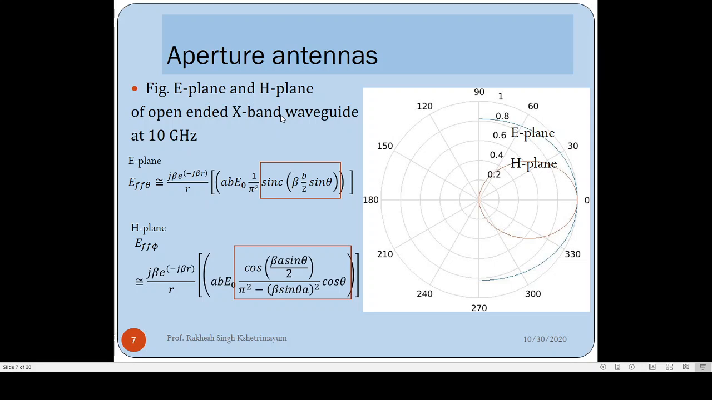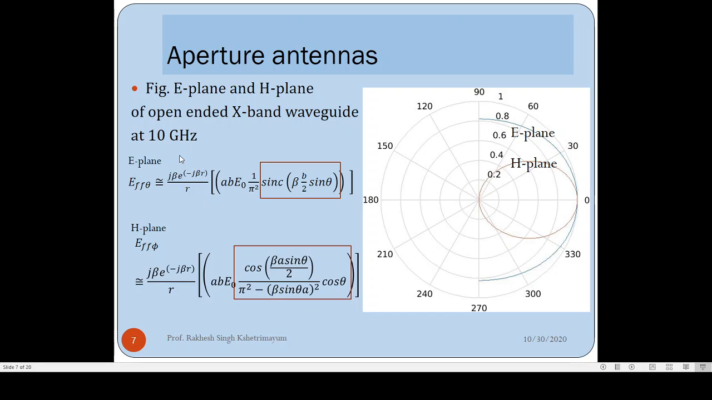So let us look at the electric field E plane and H plane of the open-ended X-band waveguide. We have plotted this electric field E plane and H plane at 10 GHz. You can plot it for any other frequency also. The only thing is that the dominant mode should be propagating at that frequency. This is for the X-band waveguide. The X-band waveguide has a equal to 22.86 millimeter, b equal to 10.16 millimeter. That's a standard waveguide. We use such a waveguide in our microwave experiments in our lab also.